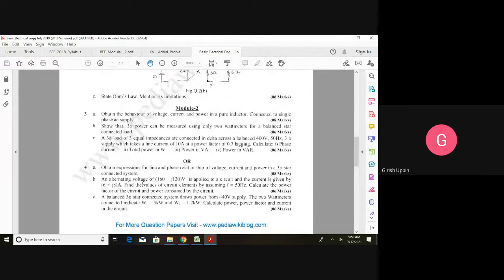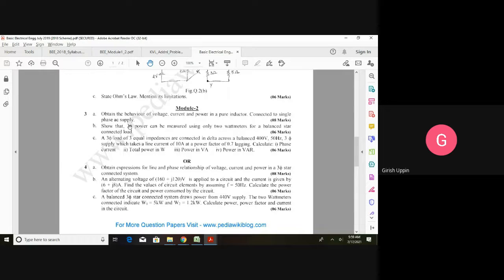Obtain the behavior of voltage, current, and power in a pure inductor. So it is a pure L connected to a single phase AC supply, 8 marks. Here you will get either a pure inductor or a pure capacitor. Don't worry about the phrasing of the question. If it is a pure inductor, do the derivation according to whatever is given in the notes. And for a pure capacitor, similarly you can follow the notes, or you can refer to any book.